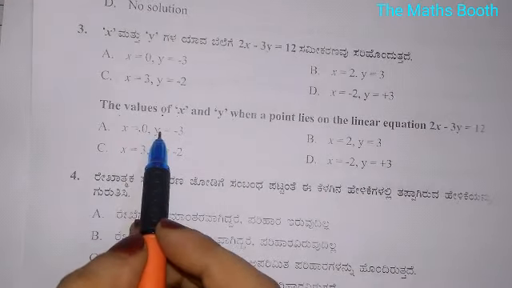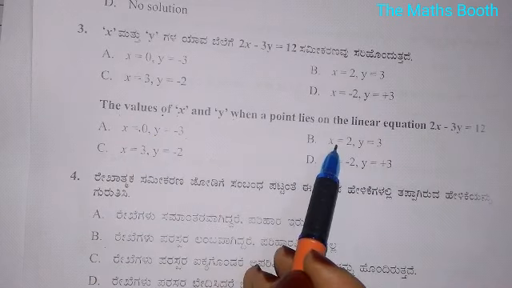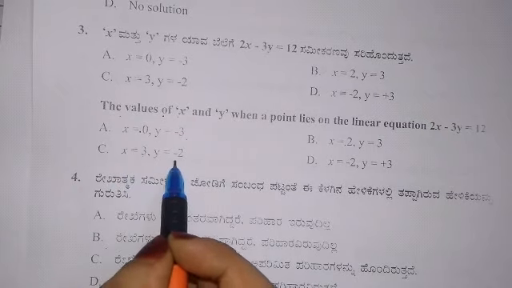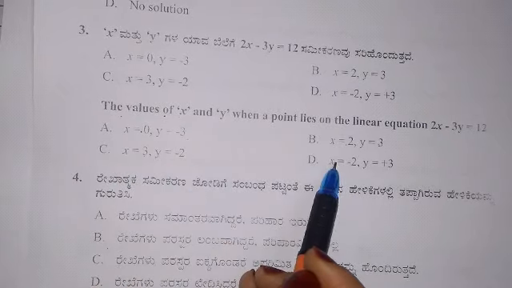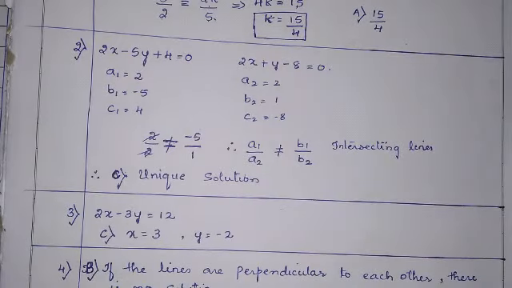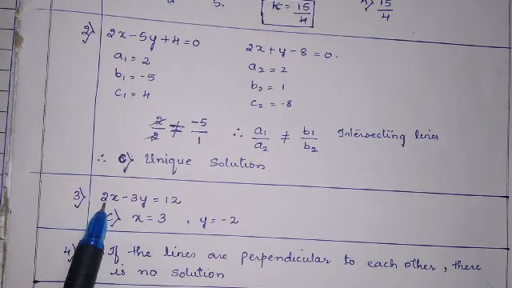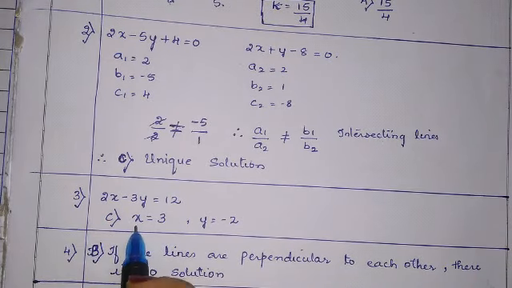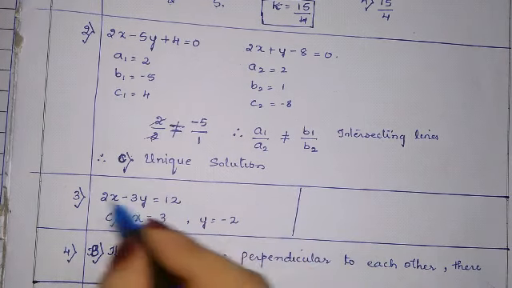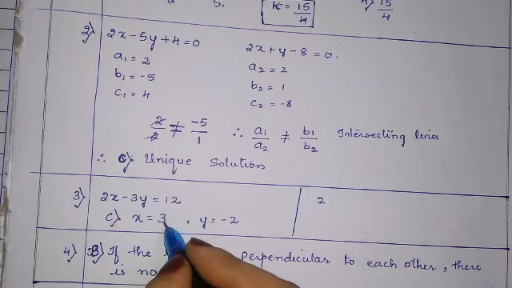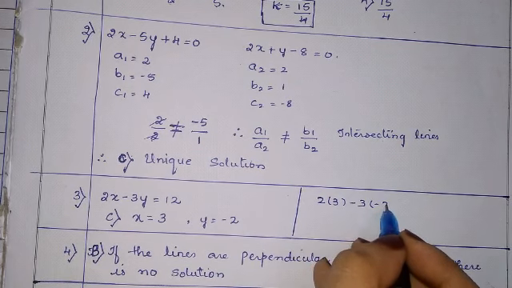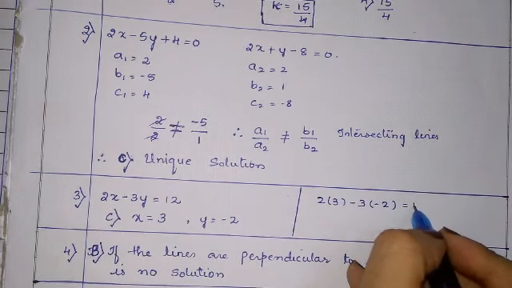x equals 0, y equals minus 3; x equals 2, y equals 3; x equals 3, y equals minus 2; or x equals minus 2, y equals 3. Here we have to use the trial and error method. By applying trial and error, the correct value is x equals 3 and y equals minus 2. How? In the x place, 2 into x value 3, minus 3 into y value minus 2, equals 12.